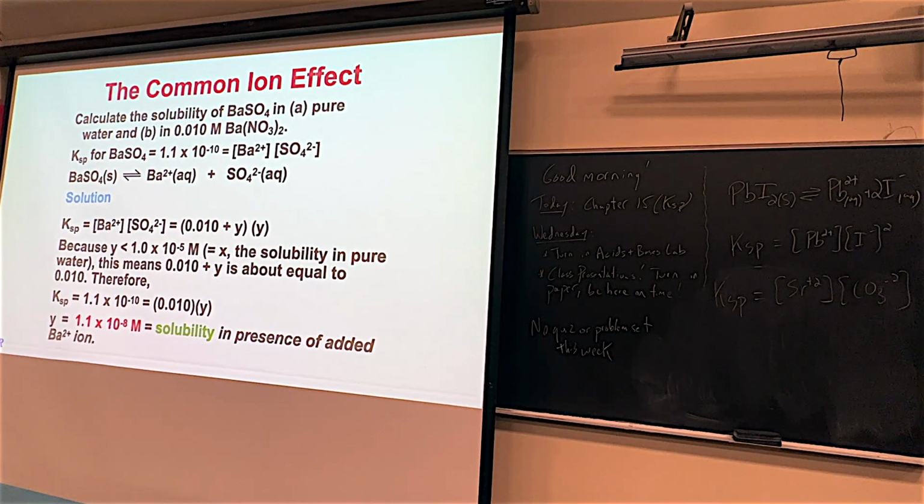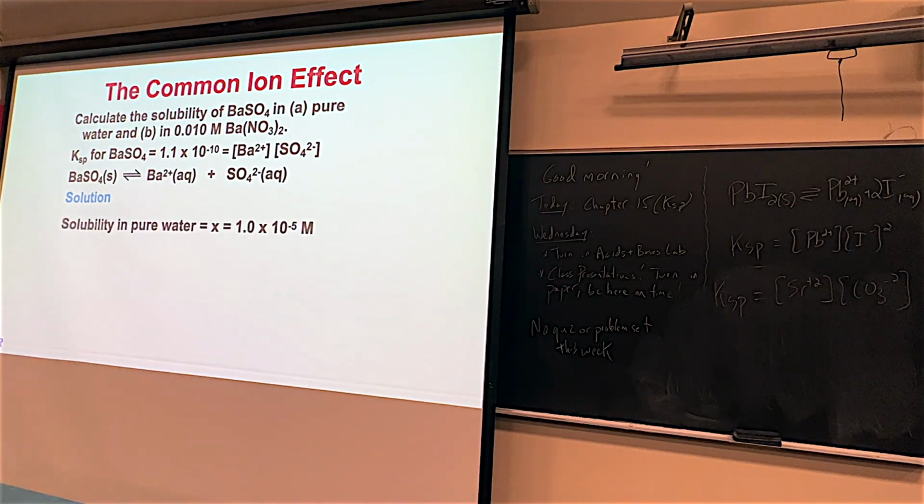Finally, we predicted that by adding barium, the reaction would shift to the left, and that's totally what we see. It was 10 to the minus 5 in water, and now it's 10 to the minus 8 in the presence of the barium. So adding the barium shifted the reaction to the left. Your solubility went down quite a bit, from a 10 to the minus 5 number to a 10 to the minus 8.